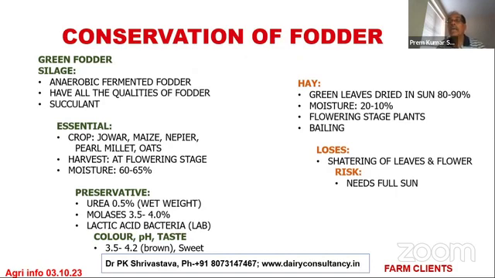But what is hay? Hay is a dry fodder preservation. At the flowering stage, you cut it, and if there is full sun, you can make the hay. Dry it to 80-90%, keep the moisture at 10 to 20%, and then you bale it, and you can keep it for another 6 months. So nowadays, after the harvest, we collect paddy straw or wheat straw and keep it for 4 months, 6 months, 8 months, right?